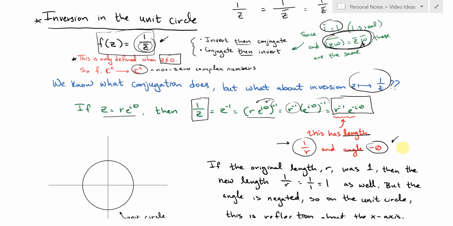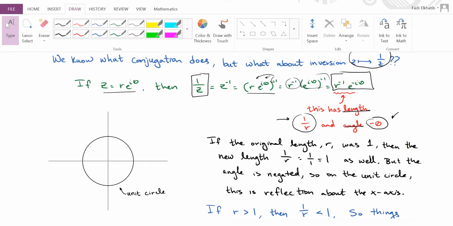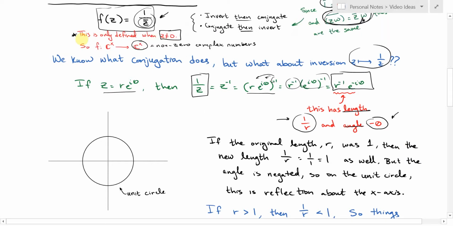So let's draw some pictures of what this sort of thing is going to look like. If the original length r was 1, so if z was just of the form e to the i theta, which would put it on the unit circle, then the new length would be 1 over r, but 1 over 1 is just 1. So it too would be on the unit circle. So the unit circle gets mapped to the unit circle, but the angle still gets negated.